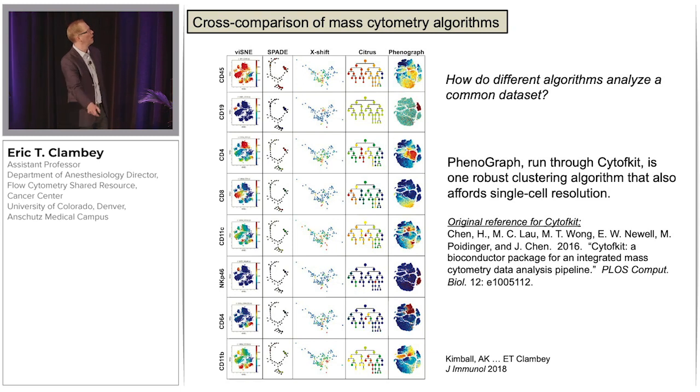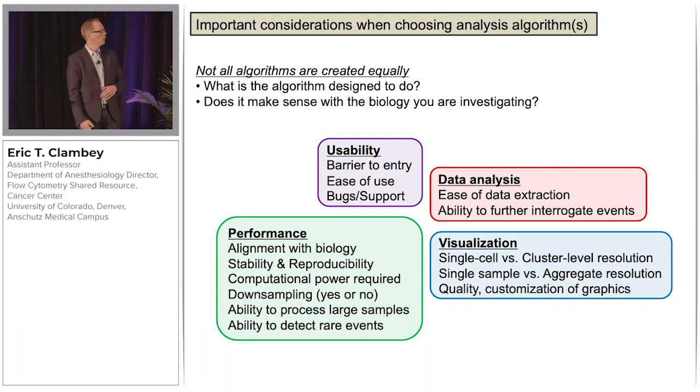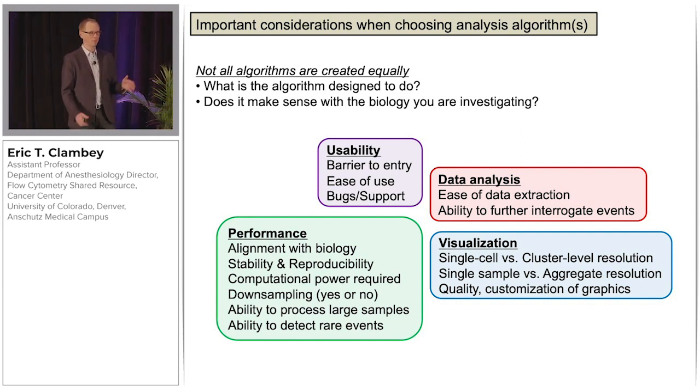So how do you choose which algorithm to use? Well, first you need to understand what the algorithm was designed to do. Once you do that, algorithms vary a lot in terms of their usability, their performance, their data analysis and visualization. For new users, barrier to entry can profoundly influence which algorithms are being used. If there is a GUI, you are much more likely to be able to use that as a new user. Okay? But even for expert CyTOF users, I would argue that the stability and reproducibility and performance of some of these algorithms is something that we often don't discuss as much as we should and remains an ongoing challenge for the field.